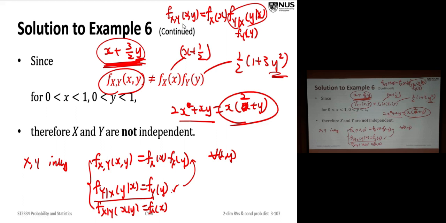Similarly, I can write f of xy this time by working out the y first, and then looking at x given y. With this, I replace this by the marginal of x. So again, I will have this one. So these three identities are equivalent. What does it mean? It means that when we say x and y are independent, it's basically saying that the conditional distribution of y given x is the same as the marginal of y.